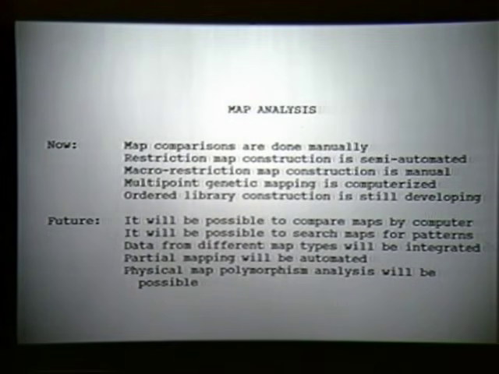Map analysis. I think most comparisons at the level of genetic or restriction maps are today done manually. Construction of restriction maps is semi-automated. By that I mean there are programs that do it, but not many people use them. Macro restriction map construction is still manual because the methods used to link these maps up are different from those where people have written programs thus far. The multi-point genetic mapping, as Eric told you, is already computerized, and ordered library construction is still developing as a technology. And so in terms of computational needs, I think they have to sort of follow in the footsteps of the actual biology technique development.